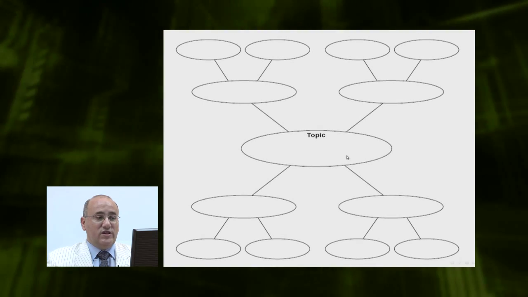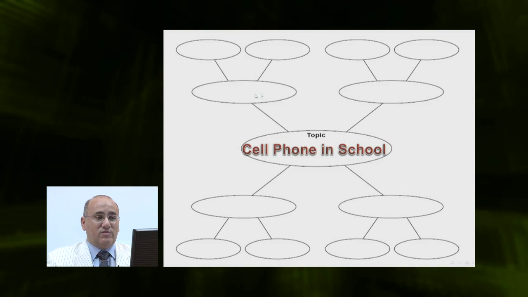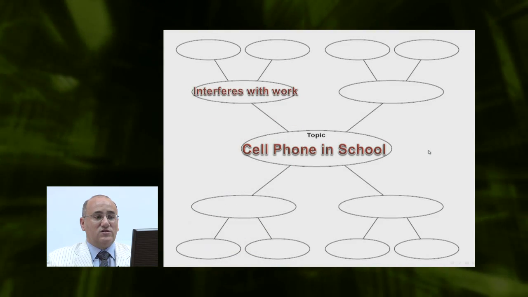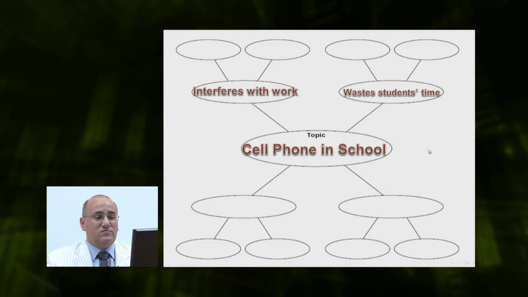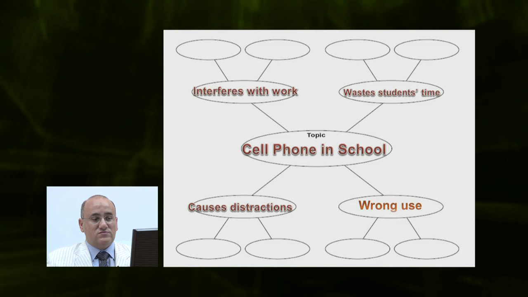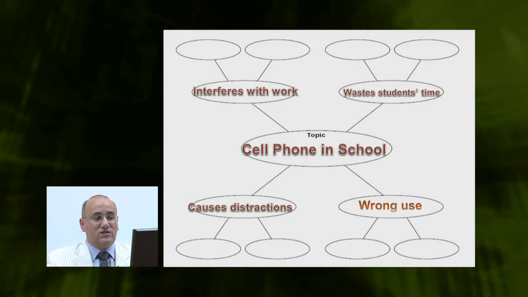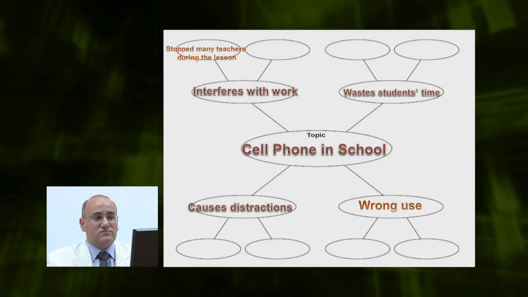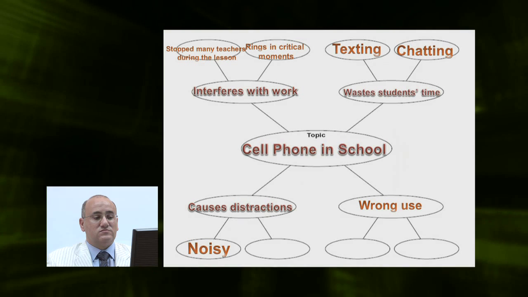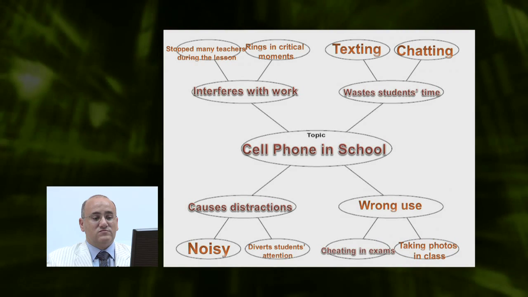Look here. Your main topic should come here. Cell phone in school. The sub-ideas should go to the four other circles: interferes with work, wastes students' time, causes distractions, wrong use. For each of these, you have to find some reasons and explanations. It's something like this, simply like this. You are giving reasons. You are giving explanations why you think this way. That's it.